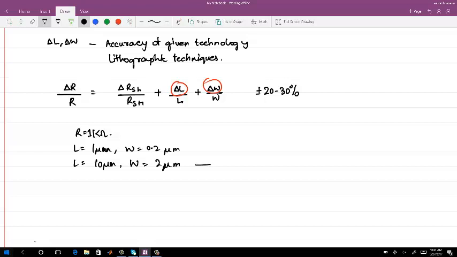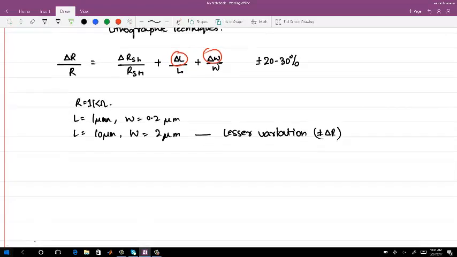So this one will have lesser variation, meaning lesser plus minus delta R. But what's the trade-off? You got some benefit. I can invest that much area, let's say. So area is surely the problem. What else?